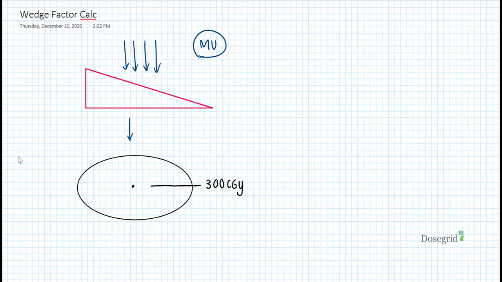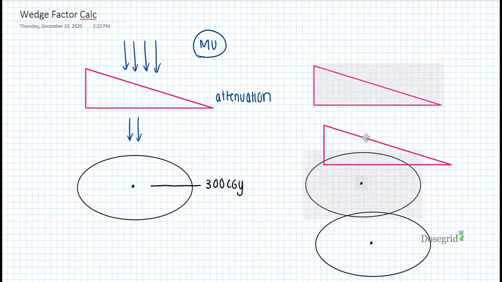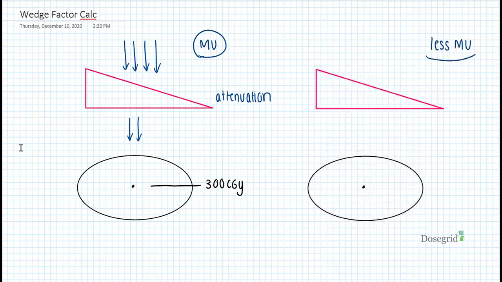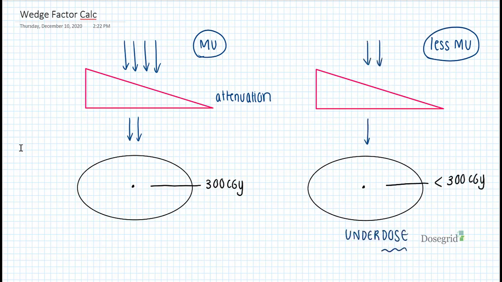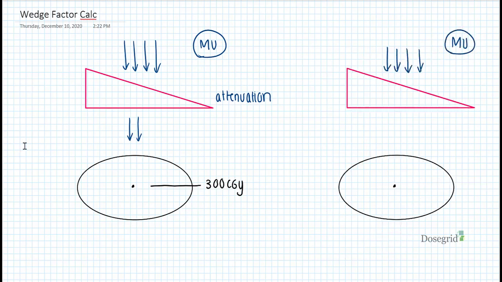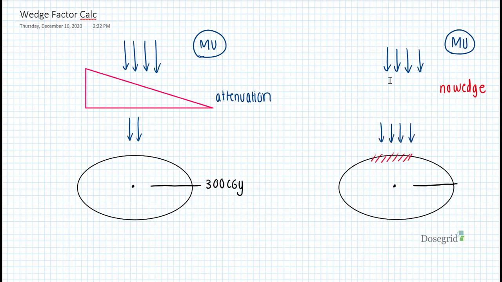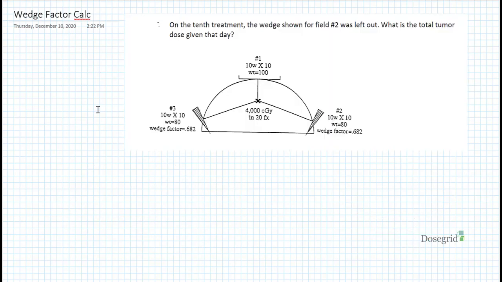When delivering the prescribed isocenter dose, say 300 centigray, you need to increase the MU when using a wedge. If you don't increase the MU in the plan, but you treat with the wedge in, the patient will be underdosed. On the other hand, if you account for the wedge in the plan, but you forgot to treat with the wedge in on the machine, the patient will be overdosed. Now that you can logic your way through, let's try an example.